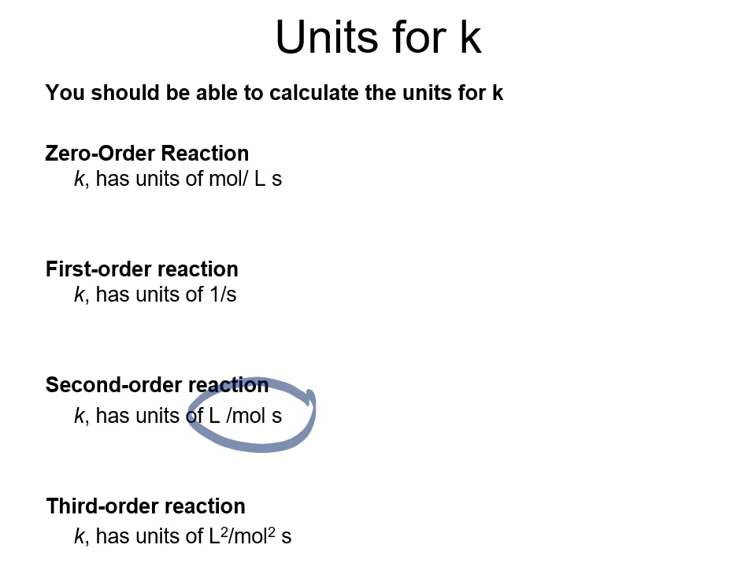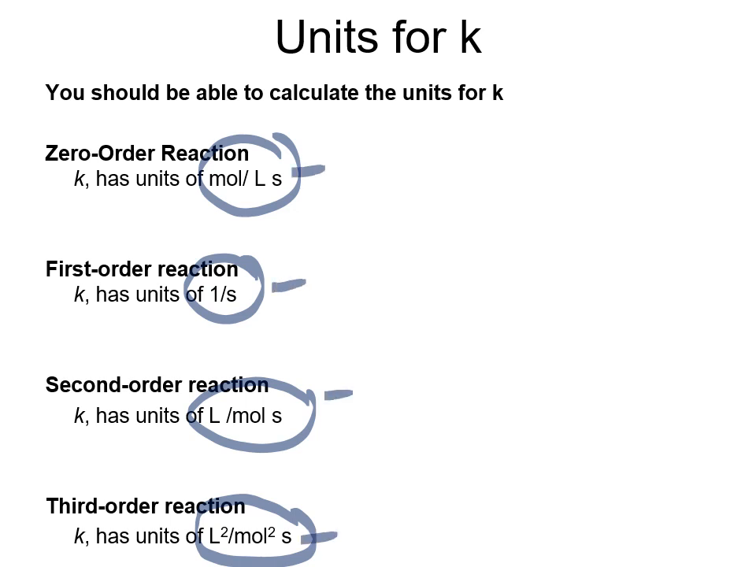But if you had a third order reaction, you're going to have another dividing by moles per liter. So you're actually going to end up with liters squared over moles squared seconds. Now, first order reactions are just going to be per second, and zero order reactions, because you don't have any concentration at all, will just have the same units as rate, moles per liter second. Again, you should be able to calculate these based on the rate law itself, but this is what they would work out to be.